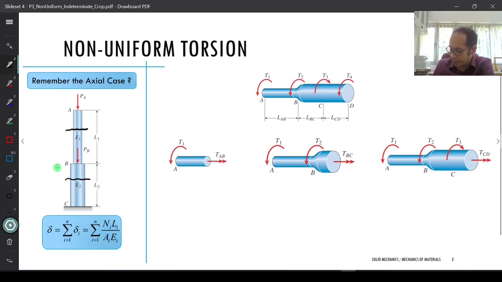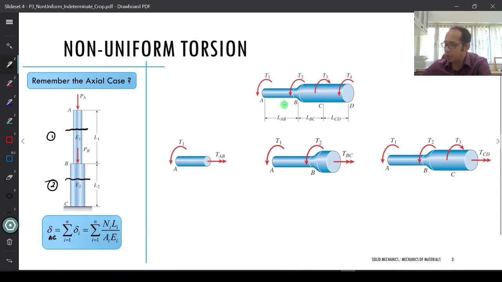So here this delta is actually delta AC. Delta AC was the sum of the deltas of these individual portions. If A to B was portion 1 and B to C was portion 2, then I can write that delta AC, the total delta, is the summation of delta i, which is delta 1 plus delta 2, which equals Ni Li by Ai Ei. Now come to the torsion problem and see analogically how much it is going to help you.